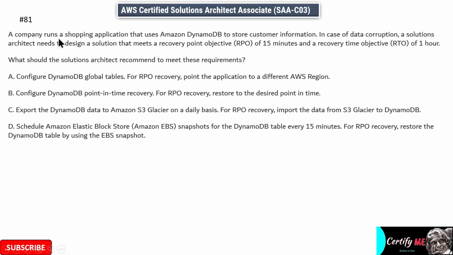A company runs a shopping application that uses Amazon DynamoDB to store customer information. In case of data corruption, a solutions architect needs to design a solution that meets a recovery point objective of 15 minutes and a recovery time objective of 1 hour. What should the solutions architect recommend to meet these requirements?